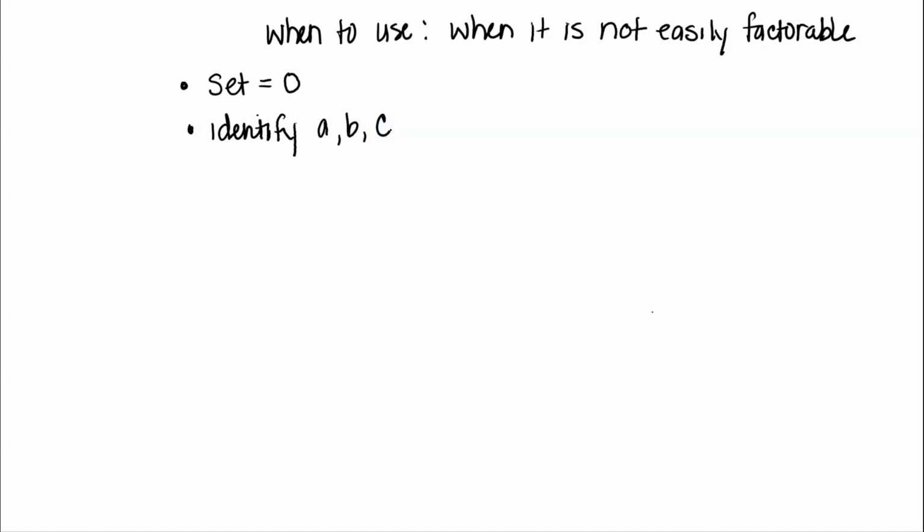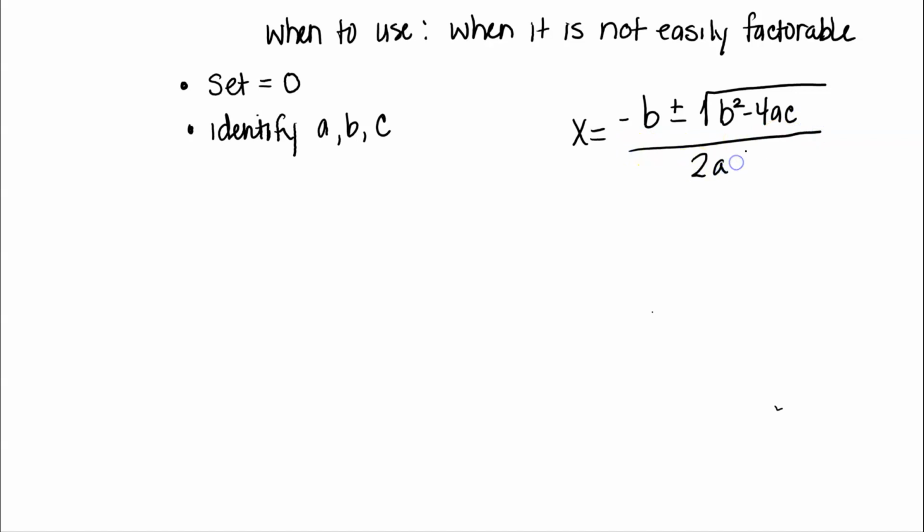So that we can substitute them in. And the formula that we're going for here is x equals negative b plus or minus the square root of b squared minus 4ac all divided by 2a. And that's why we need to identify the a, b, and c.